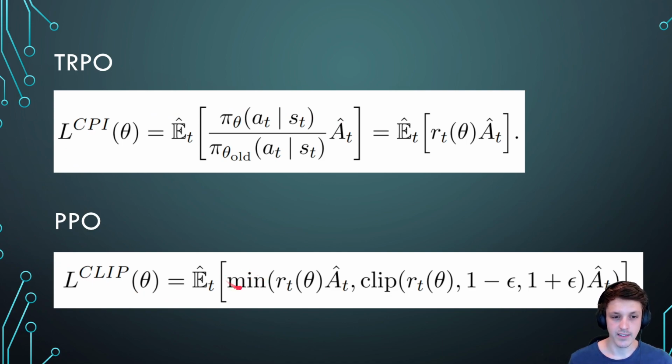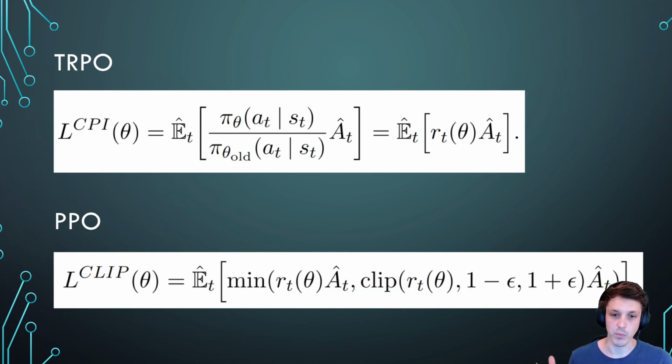What we have here is the min between this first term and a second term. This first term is just the TRPO objective. The second term is a little bit more interesting. We have the clipped ratio between these two values. So we take this ratio and we clip it between 1 minus epsilon and 1 plus epsilon. Epsilon here is some value between 0 and 1. We use something like 0.2, I think, so this will be 0.8 and 1.2. We take this ratio and clip it between these two values. So if the ratio is less than 0.8, we clip it to 0.8. If it's greater than 1.2, we clip it to 1.2 and fix it there.